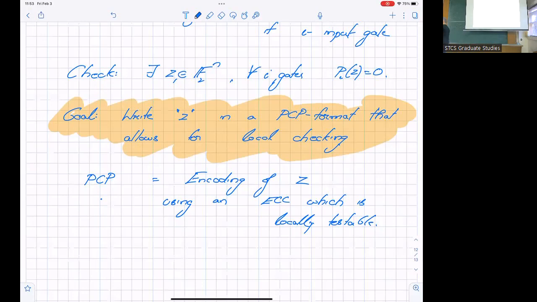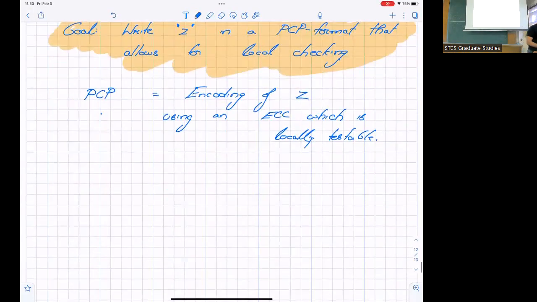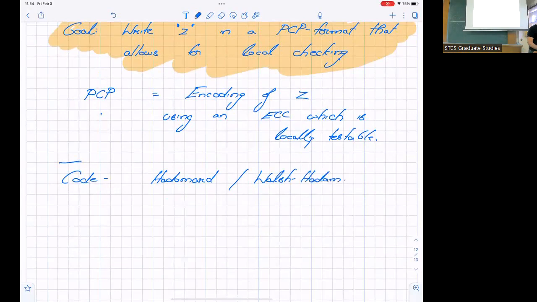From what we saw in the previous part, part 1, there is a code, the Hadamard code, also called the Walsh-Hadamard code, which is actually a good locally testable code. It doesn't have good rate, but it is a locally testable code. And the code we will use is what's called the Hadamard code, sometimes also referred to as Walsh-Hadamard, WH code. And what is this code?